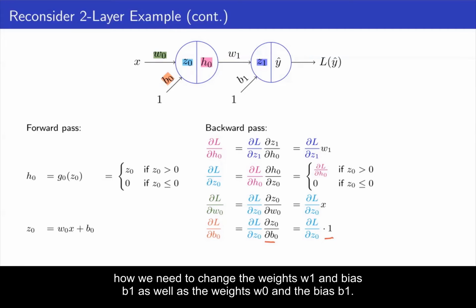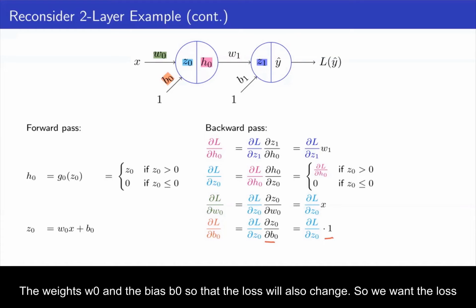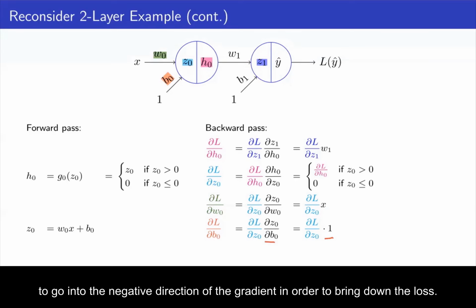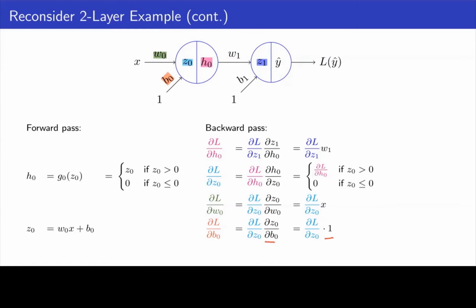So the backward pass allowed us to compute how we need to change the weights W1 and bias B1, as well as the weights W0 and the bias B0, so that the loss will also change. So we want the loss to go in the negative direction of the gradient in order to bring down the loss.